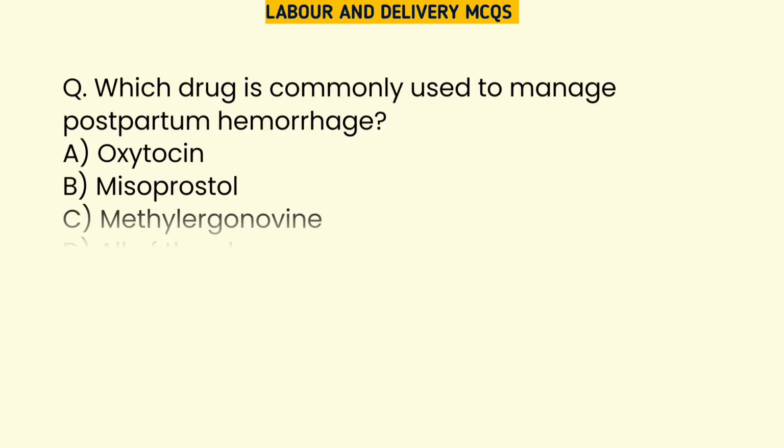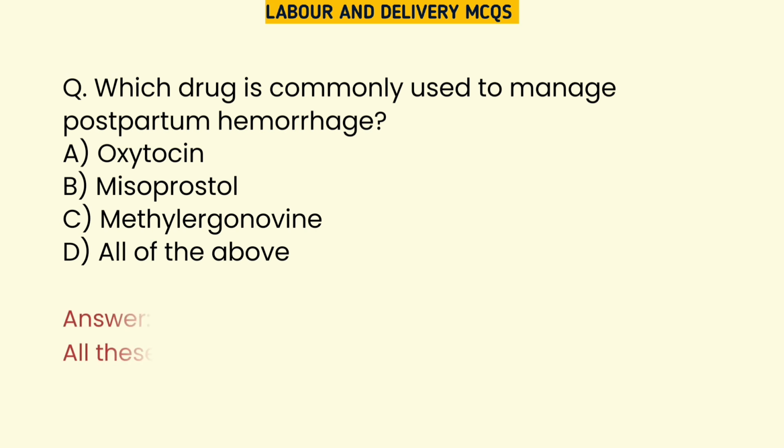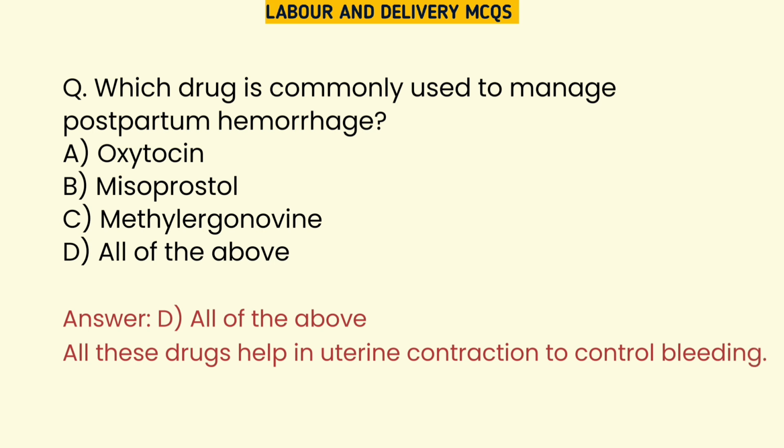Next question. Which drug is commonly used to manage postpartum hemorrhage? Correct answer is D. All of the above. All these drugs help in uterine contraction to control bleeding.